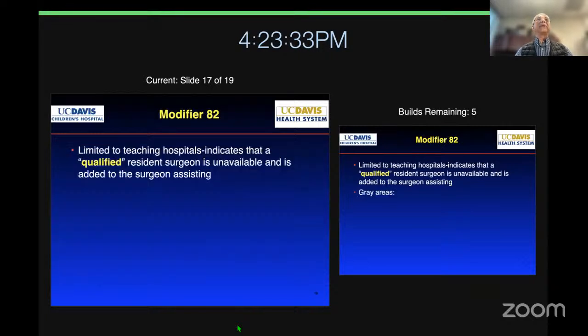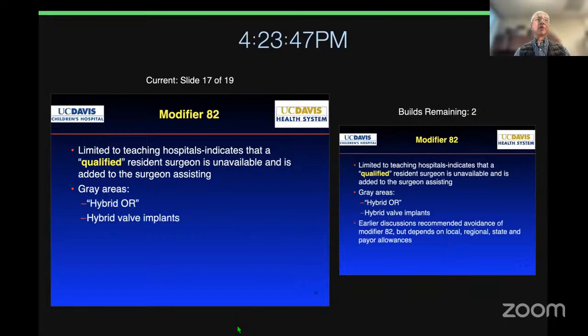Modifier 82 basically says that if you're at an academic teaching center, you have to state that you don't have a qualified resident or fellow available in order to use this code. There are some gray areas here, of course. The hybrid OR is one of the areas, because not every interventional fellow is actually qualified, right? We all know that they're undergoing training. Hybrid valve implants as well.